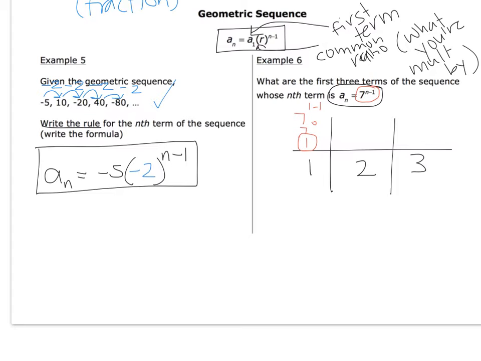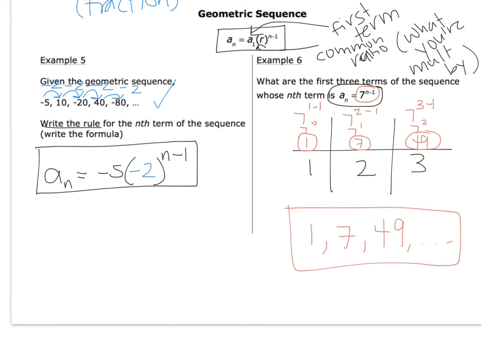We're going to do the same thing now, but now our n value is going to be 2. So 7 to the power of 2 minus 1. That's like saying 7 to the first power, which is just 7. Last but not least, we're going to use 3 for n. So 7 to the power of 3 minus 1. It's like saying 7 squared, which we know is 49. So the first three terms for the sequence are going to be 1, 7, 49. And that's our answer. All right, answer the questions in this video and then go to work on your quizzes.